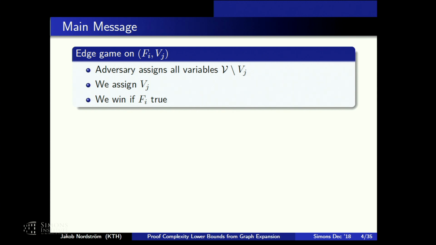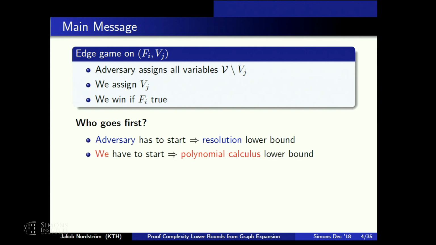And again, the adversary assigns all other variables. We assign the variables on the right for this particular vertex, and then we win if all the clauses on the left-hand side are true. Except I didn't specify the protocol fully, like who goes first. Is it we or the adversary? And the conceptual message of this talk is, well, it depends on which proof system you're interested in. If you're happy with resolution lower bounds, then the adversary goes first and then we can respond. However, if you want polynomial calculus lower bounds, it's a stronger proof system, then you need to play a more challenging game. Then we go first and the adversary responds.